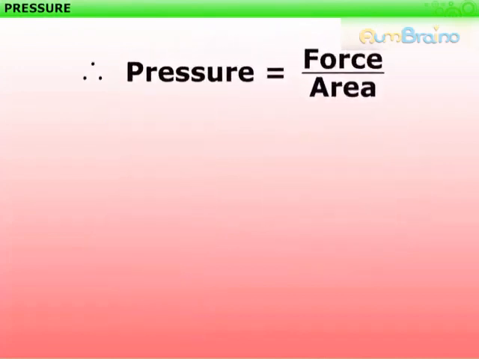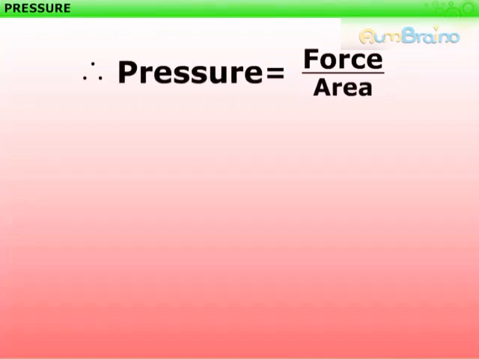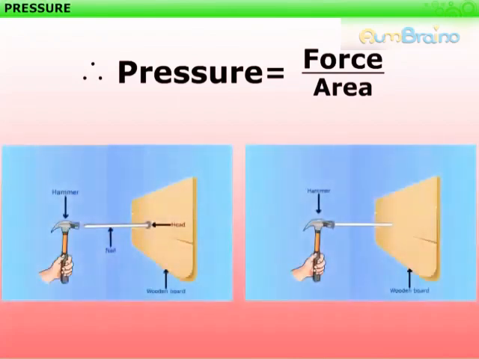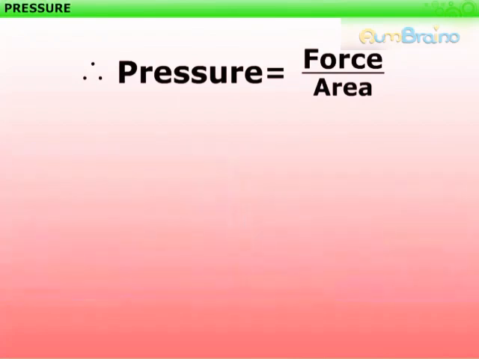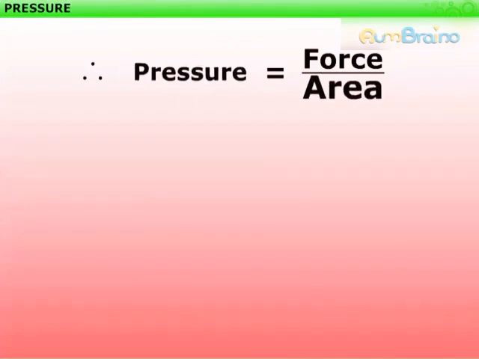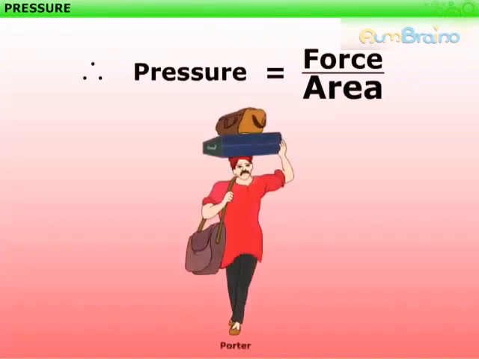In the given expression of pressure, area is in the denominator. Therefore, the smaller the area, larger the pressure on a surface for the same force. For example, nail. Whereas, larger the area, lesser the pressure on a surface for the same force. For example, a porter carrying a heavy load on his head.